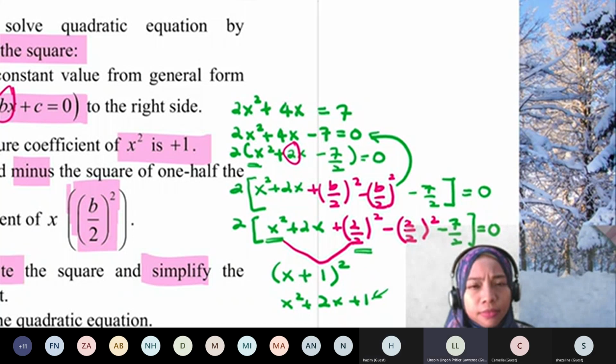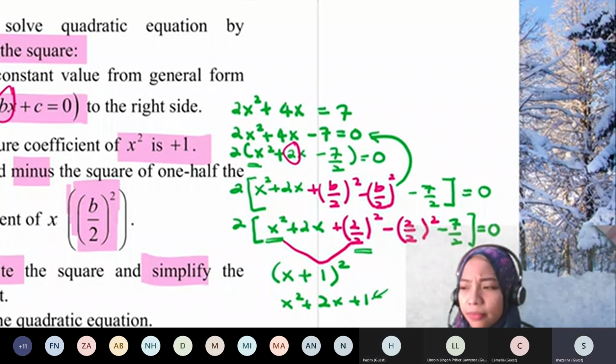Betul, madam. Orang lain macam mana? Girls macam mana? Faham ke tak? Faham. Okay.